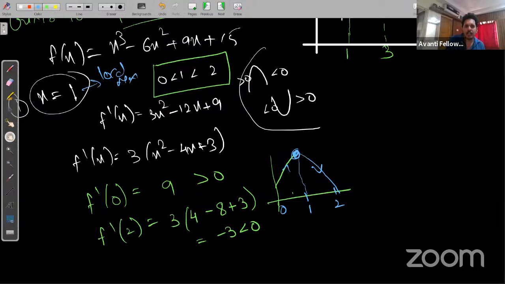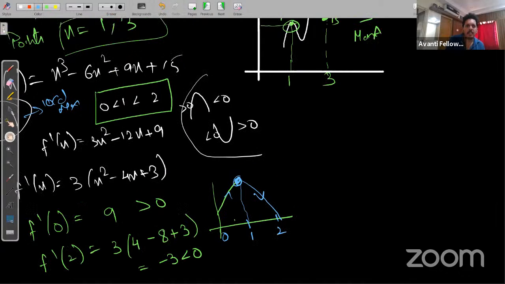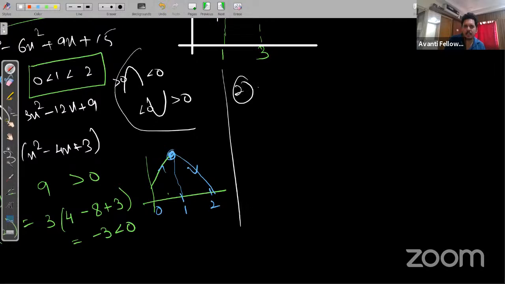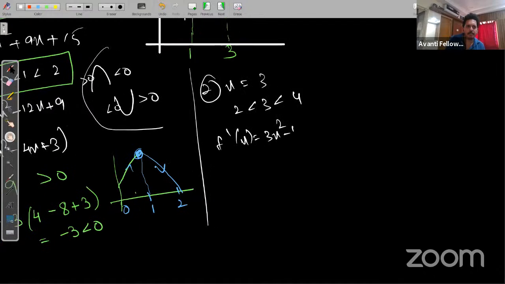Okay. Similarly, try to find for x equal to 3 also. x equal to 3 is the second one. 3 is lying between 2 less than 3 less than 4. We have to check f dash of x. f dash of x is equal to 3x square minus 12x plus 9.